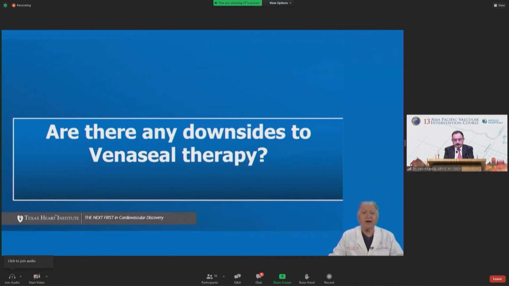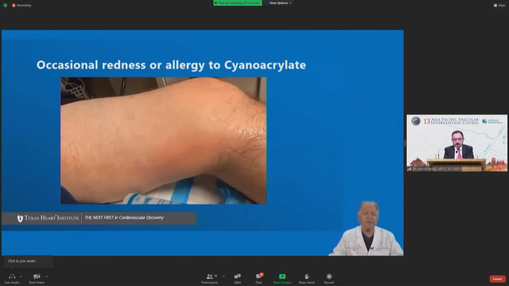So, are there any downsides to VenaSil therapy? In my personal experience, there are very few disadvantages or downsides. We occasionally see, as we can see here, minimal redness at the site of ablation procedure with VenaSil. It causes occasional redness or allergy to cyanoacrylate or minimal thrombophlebitis. This typically resolves promptly with the use of anti-inflammatory oral agents and also with Benadryl, and does not require treatment with antibiotics or any anticoagulants.